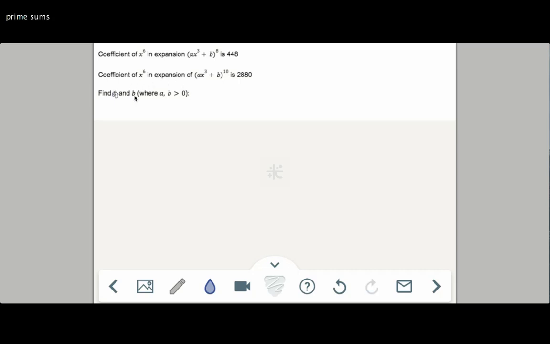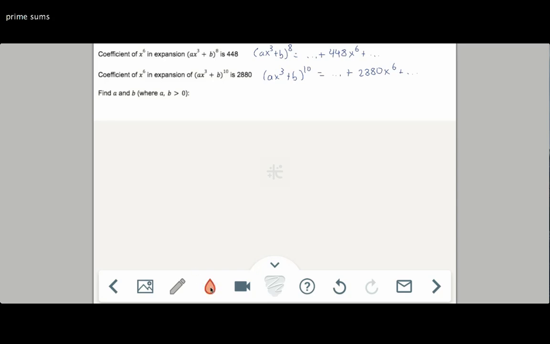Well, we have two unknowns here, a and b, so we're going to need two equations to be able to find them. But first off, what does it mean that the coefficient of x^6 is 448? Basically, when we expand (ax^3 + b)^8, we're going to get a bunch of terms, and each term is going to have x to the power of something. The term with x^6 is going to be 448 x^6. And in the second expansion, (ax^3 + b)^10, we're going to get a bunch of different terms, and the term with x^6 is going to be 2,880 x^6.